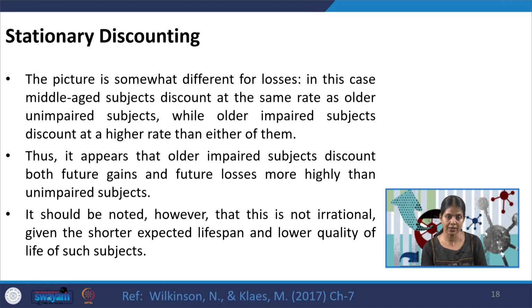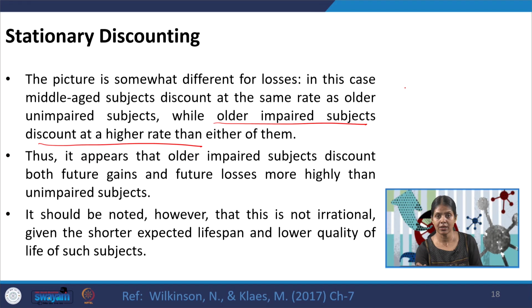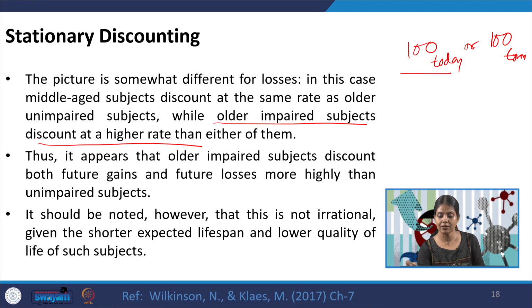What is meant when we are talking about discounting at a higher rate or a lower rate? For example, when we say older impaired subjects discount at a higher rate than either of them. In order to explain that, I will just give a small example. Suppose I ask you, what would you like to have? Would you like to have 100 rupees today or tomorrow? Suppose somebody says that I want to have it today, which implies that 100 rupees today is not equal to 100 rupees tomorrow. The preference is strictly in favor of 100 rupees today.